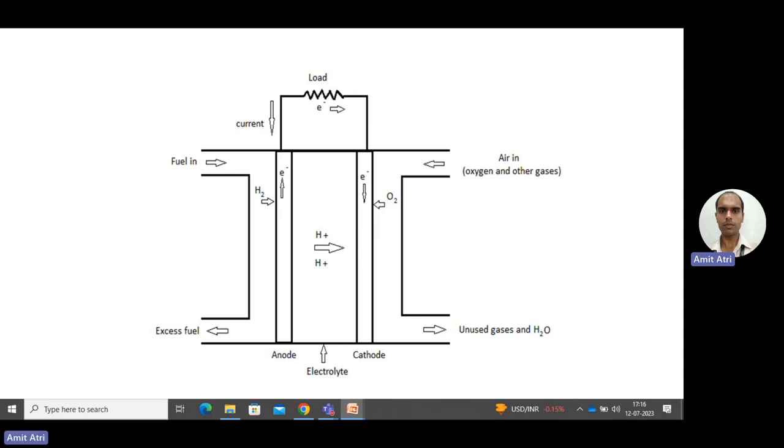Now this anode and cathode are connected via a load in the outer circuit. When the hydrogen is dissociated at the anode, it produces hydrogen ions and electrons. This electron moves out through the outer load from anode to cathode. So this constitutes the current. So we can connect our load, and through that we will get the electric output.